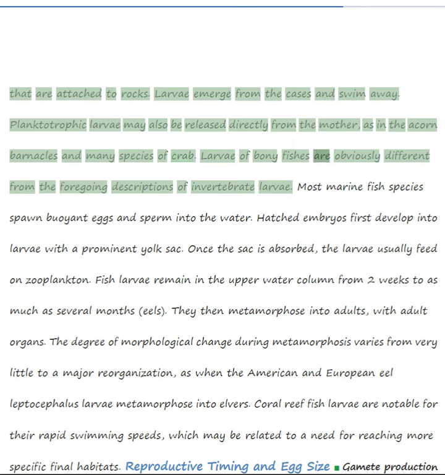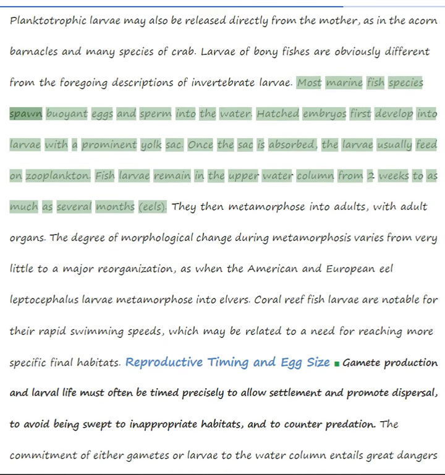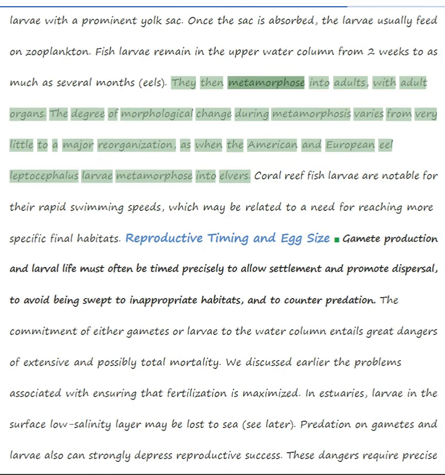Larvae of bony fishes are obviously different from the foregoing descriptions of invertebrate larvae. Most marine fish species spawn buoyant eggs and sperm into the water. Hatched embryos first develop into larvae with a prominent yolk sac. Once the sac is absorbed, the larvae usually feed on zooplankton. Fish larvae remain in the upper water column from 2 weeks to as much as several months. They then metamorphose into adults, with adult organs.